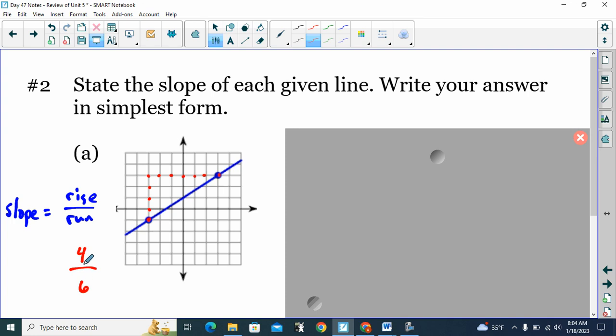So I want to see, is there anything I can divide the top and the bottom both by? 4 and 6, I can divide them both by 2. 4 divided by 2 is 2, 6 divided by 2 is 3. 2 over 3 is our slope.